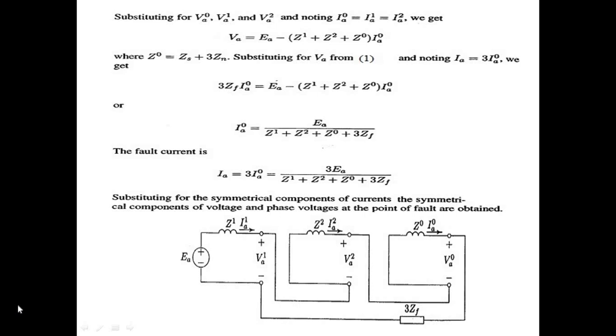Here, V1 is the positive sequence voltage, V2 is the negative sequence voltage, and VA0 is the zero sequence voltage. These are connected to the impedances Z1, Z2 and Z0. Then the total fault impedance in the fault current analysis is 3ZF. That means the fault impedance is 3ZF.